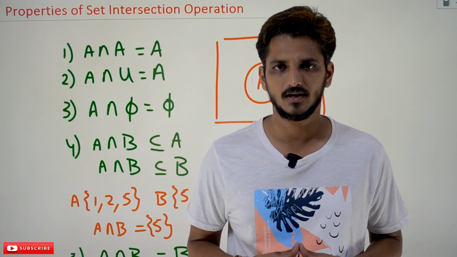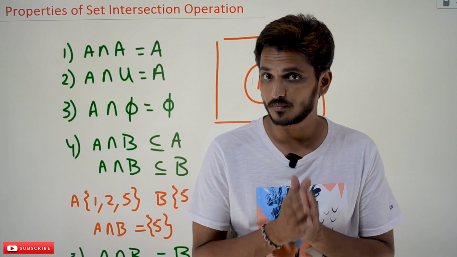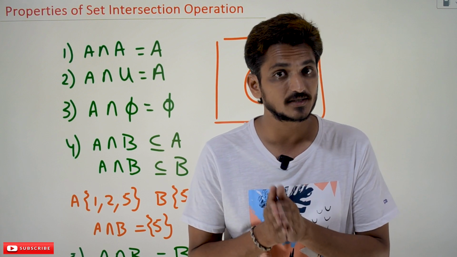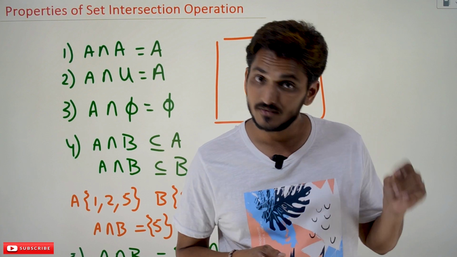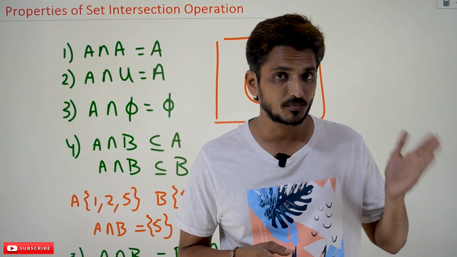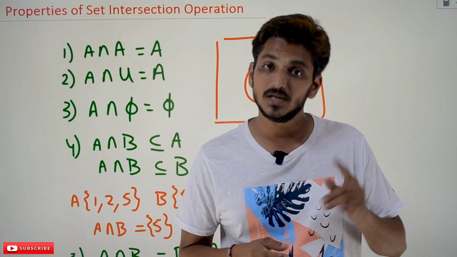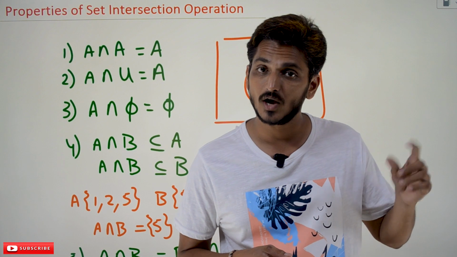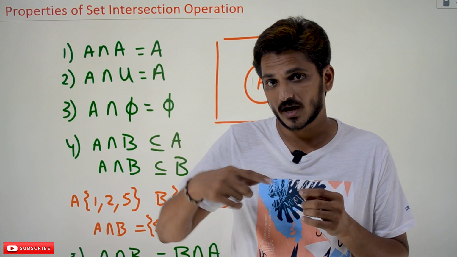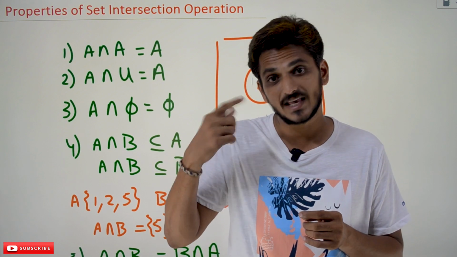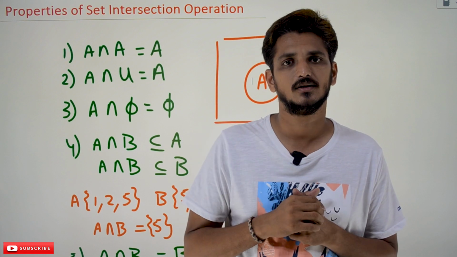I am Raghuveer. In this class, we'll discuss the properties of the set intersection operation. In our previous class, we clearly discussed the properties of set union. Please watch that class and come back here. There we discussed how to derive the proof. The same methods we are going to use here.